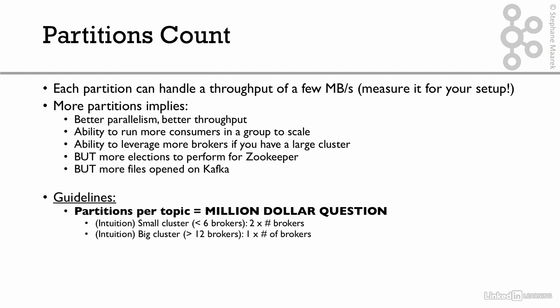Now, if you have a big cluster over 12 brokers, I would say it's not necessary to go 2 times the number of brokers, but you can still follow that guideline. You definitely can. Otherwise, just create 1 times the number of brokers, and that's all right as well.